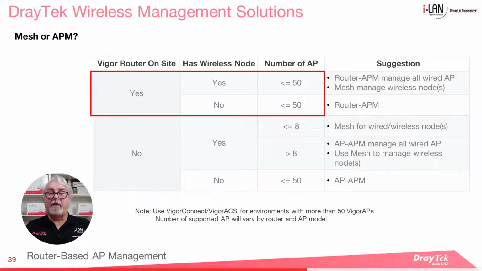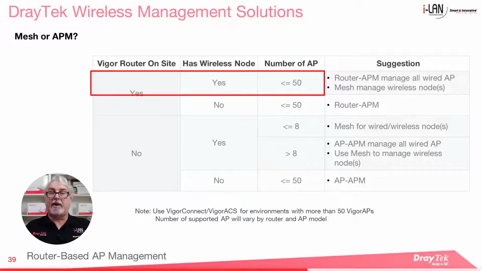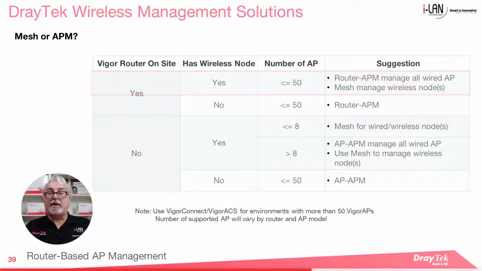If you look at the first row, we have a VIGA router on site, and we also need to manage a wireless mesh node, and the total number of access points is less than 50. So we can use the router-based APM to manage all wireless access points and use the mesh to manage the wireless nodes. Keep in mind that the maximum number of access points that can be managed by a VIGA router or access point will vary depending on the router or access point model.